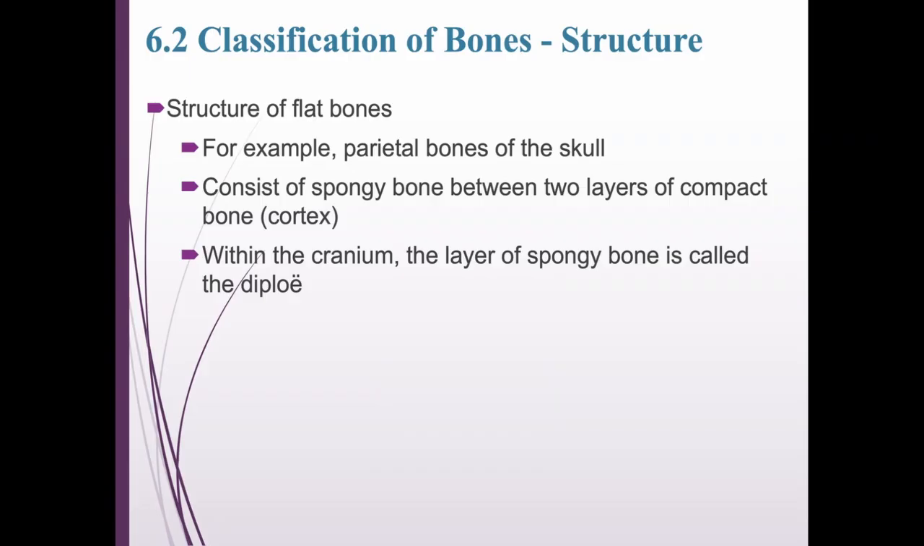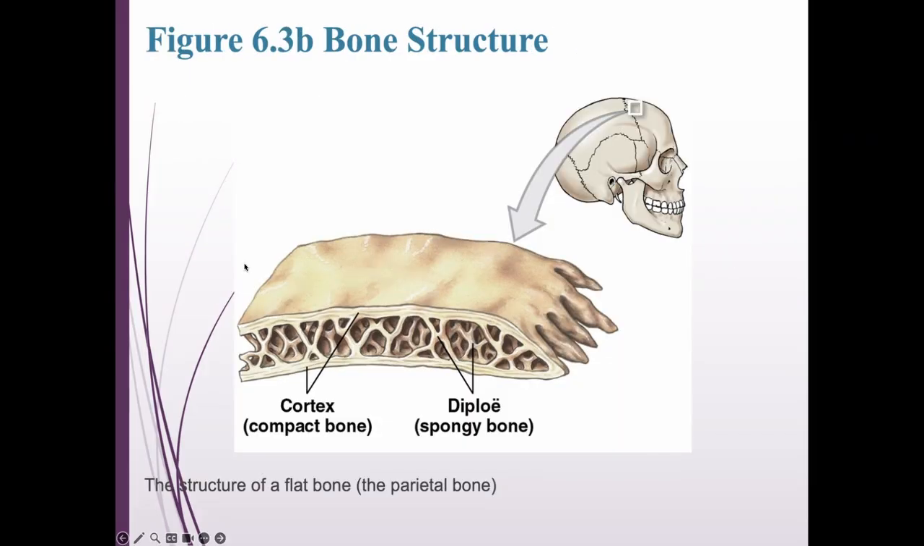It's a win-win. So within that cranium, the large layer of spongy bone is called the diploe. And so there you go. So the compact bone, and then it has the spongy bone, i.e. the diploe in it.